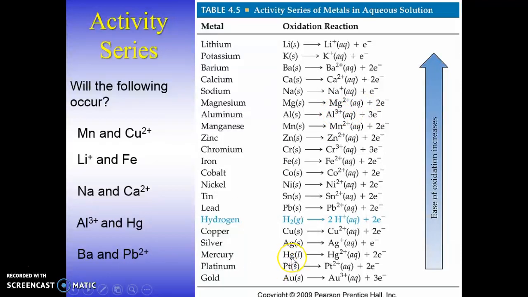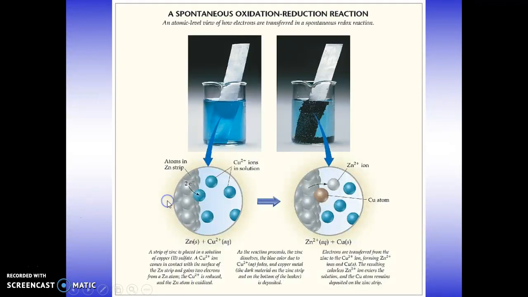Barium and lead 2+. We've got barium way up here. We've got lead way down here. Barium's the one that wants to be the ion. It is not the ion, so you're going to have a reaction. Barium and lead 2+ are going to react to give you the opposite. So you're going to get barium 2+ and lead metal. And so that kind of gives you an idea of activity series.